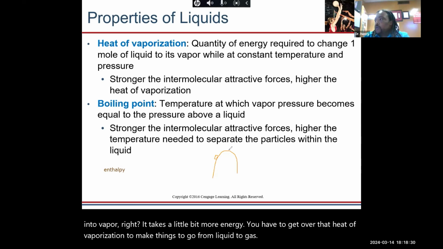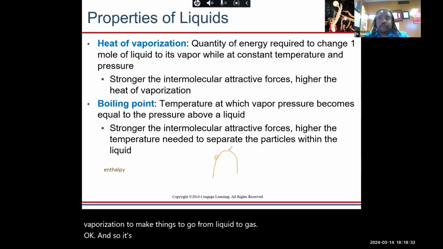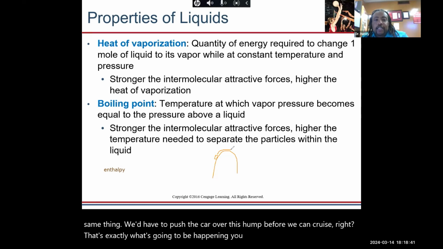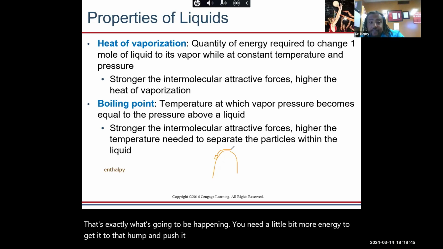And so it's like a hump that we have to get over. It would be the same thing: we'd have to push the car over this hump before we can cruise. That's exactly what's going to be happening. You need a little bit more energy to get it to that hump and push it over so it can start sliding down.